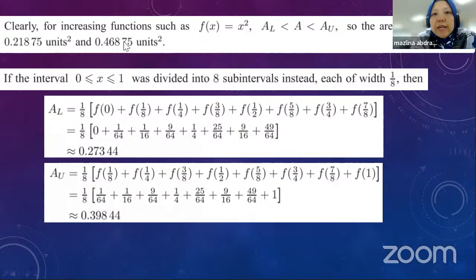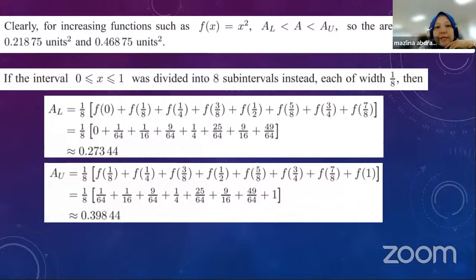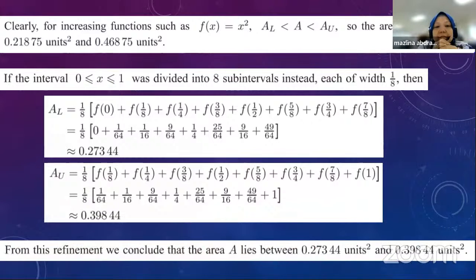0.39844. Look at the one above just now. Our area just now was between 0.2 something and 0.4 something. But now, if you divide into 8 strips, the area is between 0.273 and 0.398. A bit different, right? The value is different. Okay, alright. So class, we can say now the area lies between 0.27344 and 0.39844.